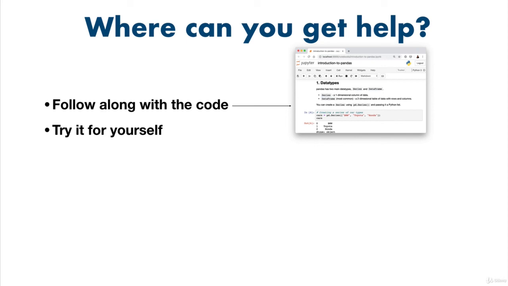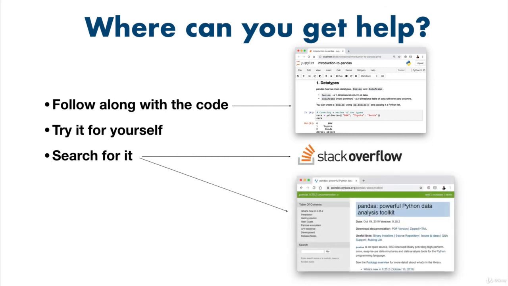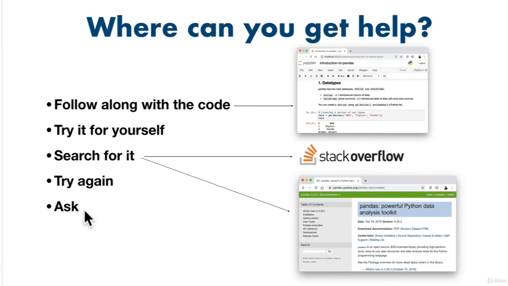If in doubt, just run your code. And don't worry if an error pops up. There's different places you can look, such as Stack Overflow or Pandas documentation to figure out what's gone wrong. The most important is to try for yourself and then to try it again, because this is what will help you learn. So if in doubt, run the code. And then if you're still stuck, don't forget, it's always okay to ask a question. There's never a silly question.